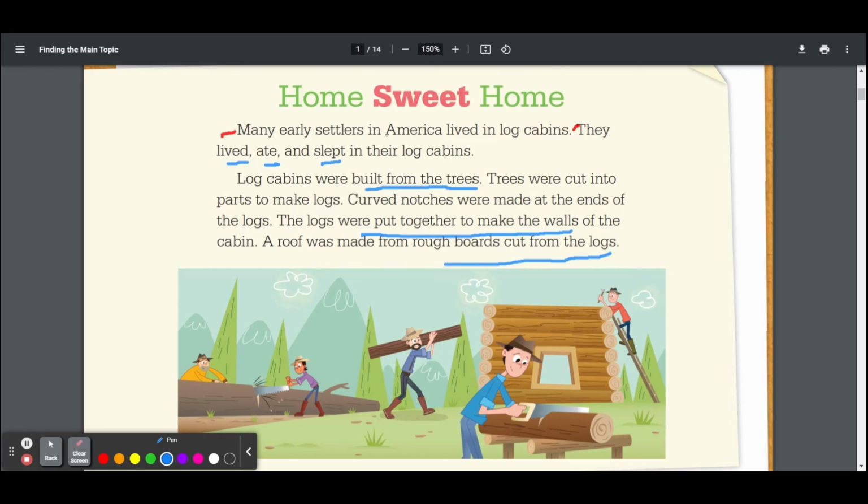So to recap this, we can tell from the reading and the picture that this is about log cabins, and it's telling and showing us that early settlers lived in log cabins. Proof of that is the sentence that tells us that they lived, ate, and slept in log cabins. And our second point of proof is that they used the logs to make their cabins or their homes. Hopefully that helps you find the main topic of a short reading.